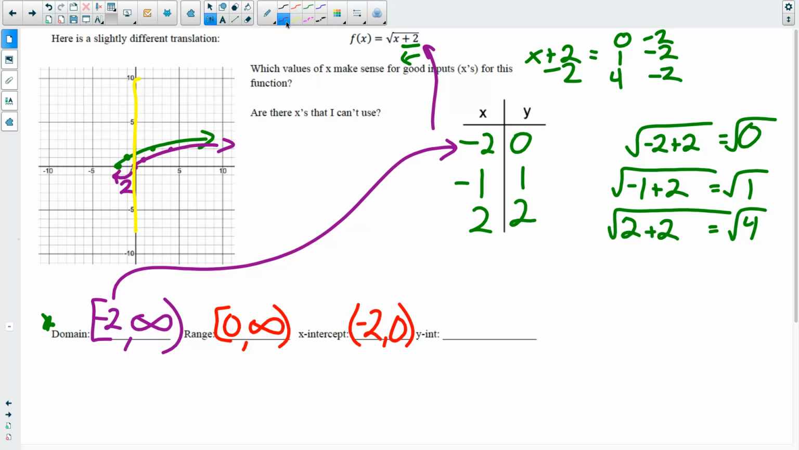Because what do I do for a y-intercept? What do I know about one of my coordinates? 0 for x. So I go here and I go 0 plus 2. Well, that's the square root of 2. So it's square root of 2. I just put the square root of 2 right there. And I'm done. Lickety split. Not that bad.